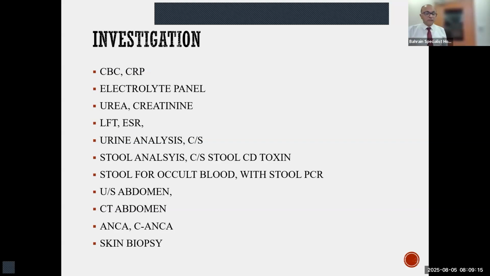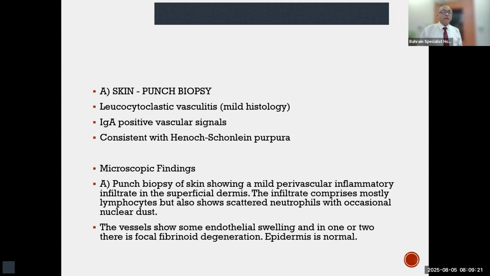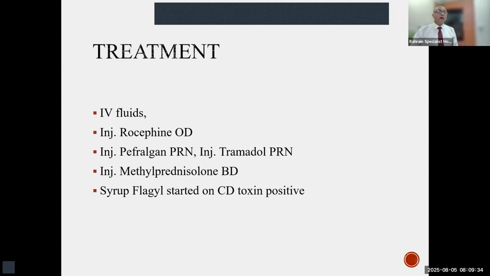ANCA was sent, it was negative, and a skin biopsy was done during the admission. The skin biopsy showed features of leukocytoclastic vasculitis and IgA positive vascular deposits, consistent with HSP. We started symptomatic treatment initially with IV fluids, antipyretics, NSAIDs, and additional ibuprofen was added because of mesenteric adenitis and high CRP. On day 3, we started methylprednisolone, and Flagyl was added after the C. difficile toxin was positive.